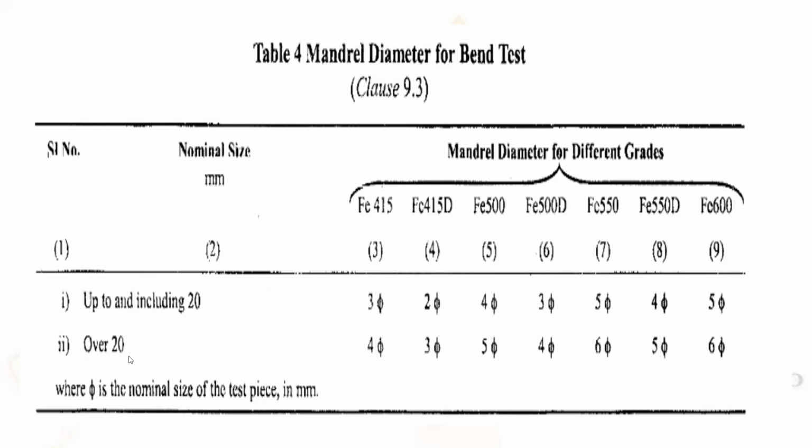Over 20 mm dia bars: for Fe 415, it is 4 dia. Fe 415D is to be 3 dia. Fe 500 will be 5 dia. Fe 500D will be 4 dia. Fe 550 will be 6 dia. Fe 550D will be 5 dia. Fe 600 will be 6 dia. Where dia is the nominal size of the test piece in millimeters.